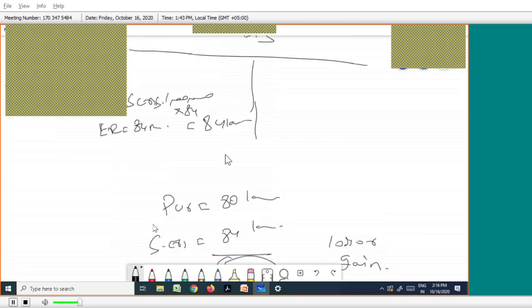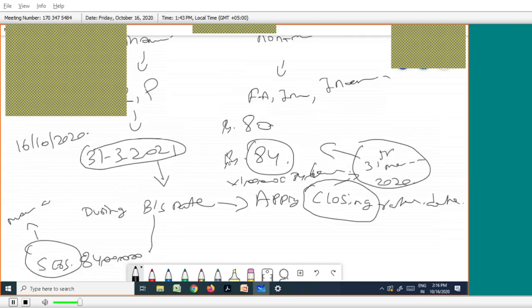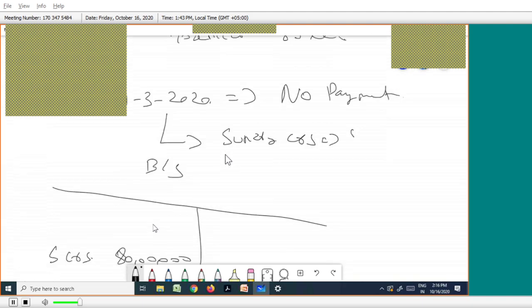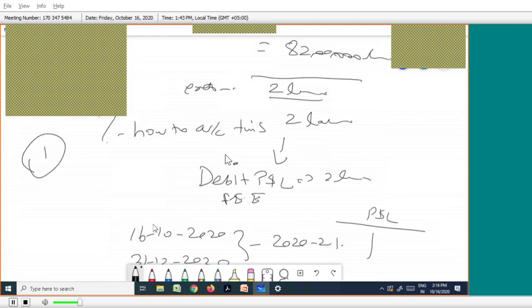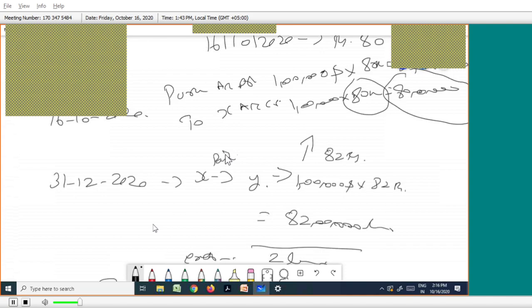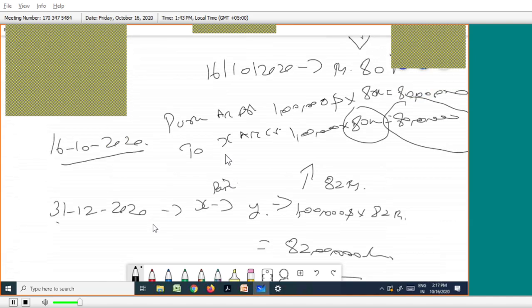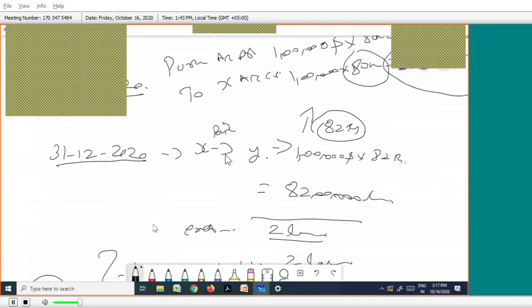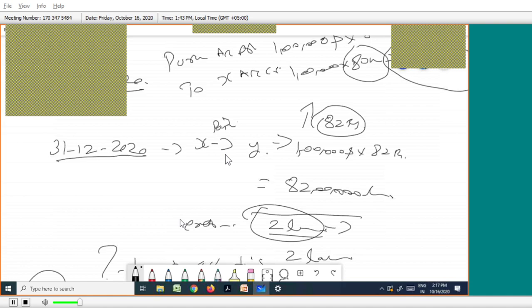But in the first case, I discussed it now. Look at this first case. On 16/10/2020 I purchased, and on 31/12/2020 I paid, in the same financial year. While purchasing the rate was 80 rupees, but while making payment it becomes 82 rupees. So I paid an extra 2 lakhs in the same financial year. I settled my vendor, so there are no sundry creditors. I paid the amount already. In this case, we account this loss in the P&L account. This is actually a cash loss, because we are paying out of our pocket.